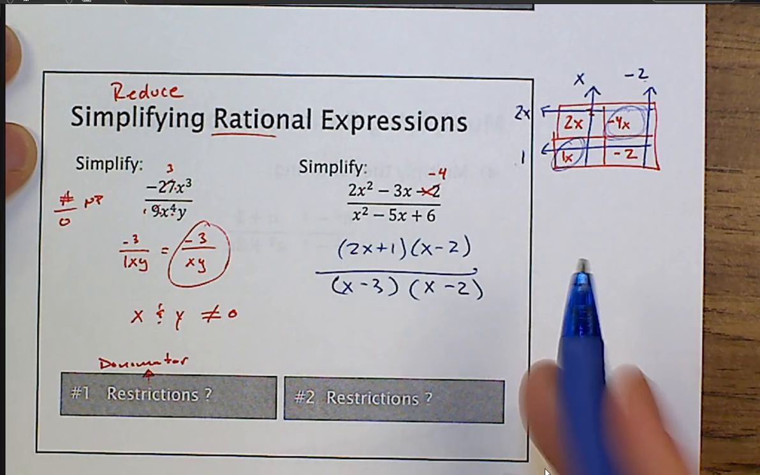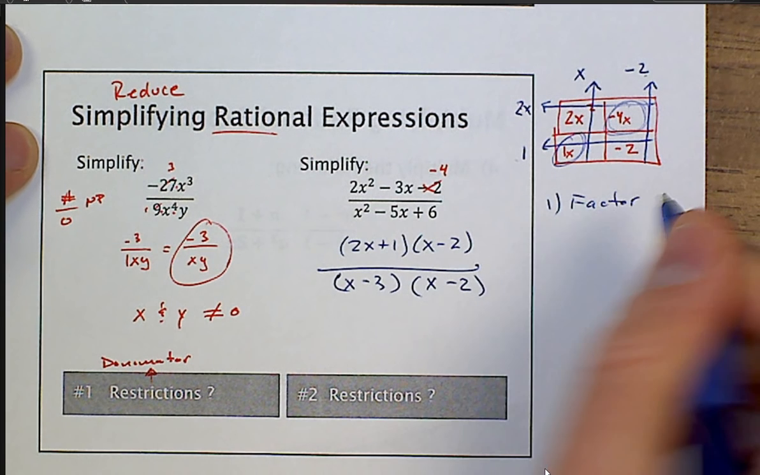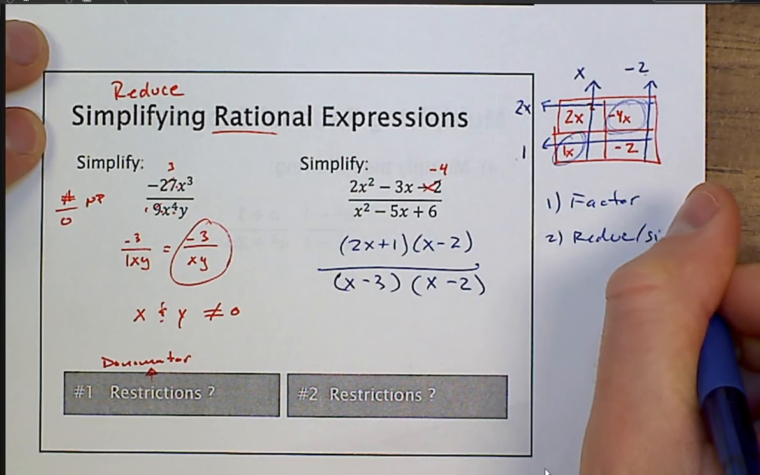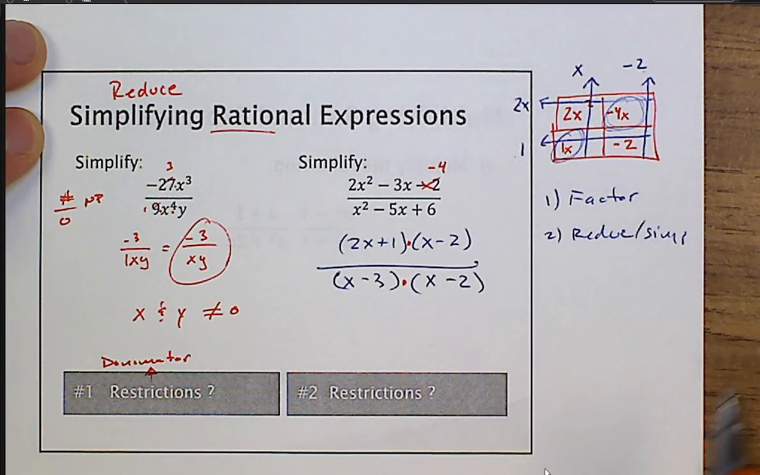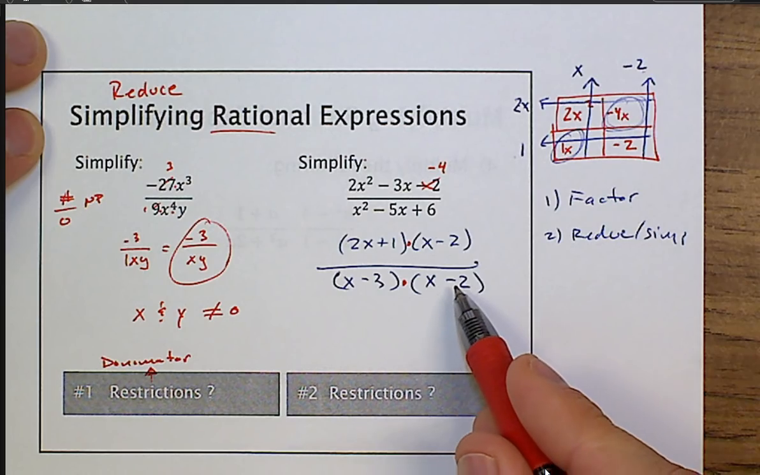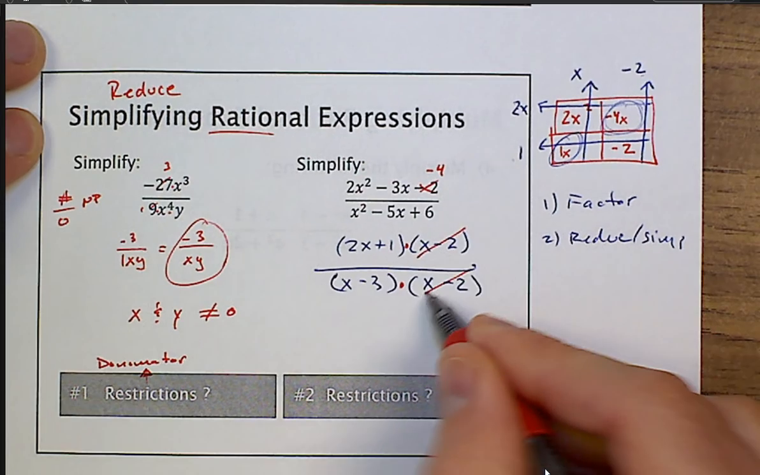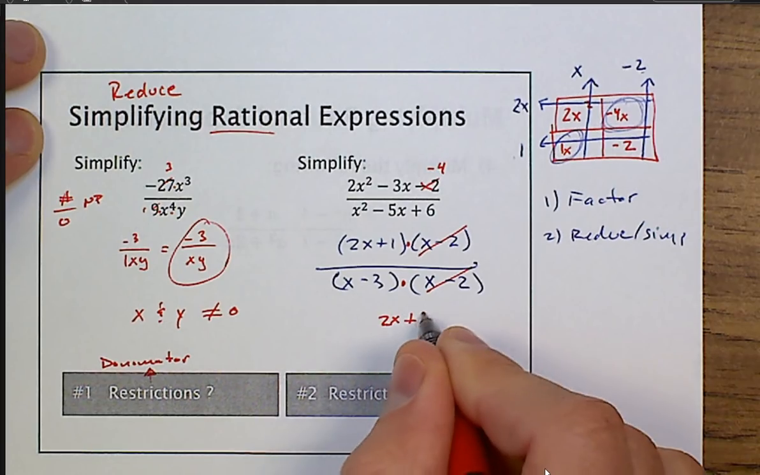Perfect. So when we do these, the first thing we want to do is we want to factor. The second thing we want to do is we want to reduce or simplify. Now, again, remember that there is technically a times sign in between these. So anything that is the same reduces out. So what you look for is something that's on the top that's exactly the same thing as something on the bottom. As long as you have the parentheses, and as long as it's multiplication, these x minus 2's reduce out. And so what you're left with is 2x plus 1 over x minus 3.